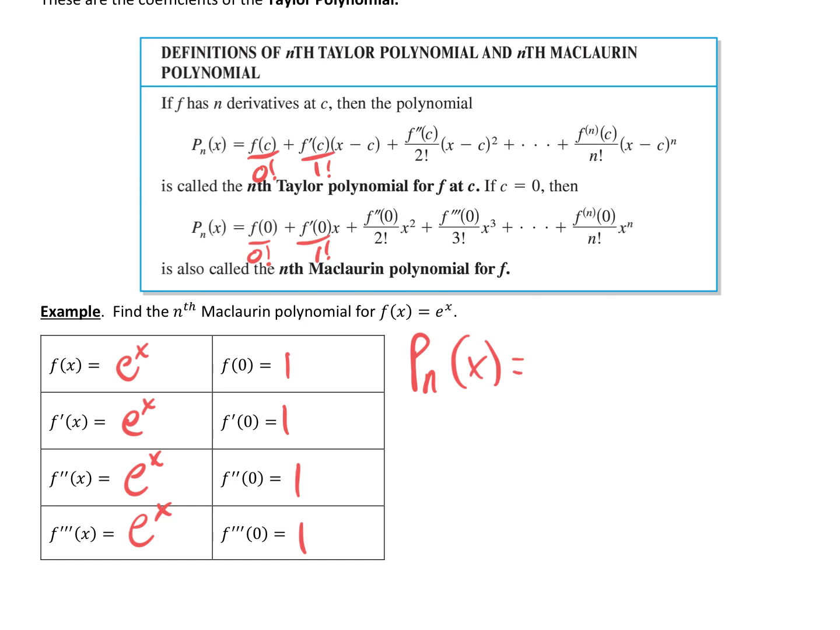Now I'm going to go ahead and just write it out. So we have f of 0 over 0 factorial to start. And then the first derivative, which is 1, over the first factorial times x to the first. Then we have the second derivative, which happens to be 1, over 2 factorial times x to the second. And then we have the third derivative, which happens to be 1 again. That's just special for e to the x here, over 3 factorial x cubed, dot, dot, dot. All right?